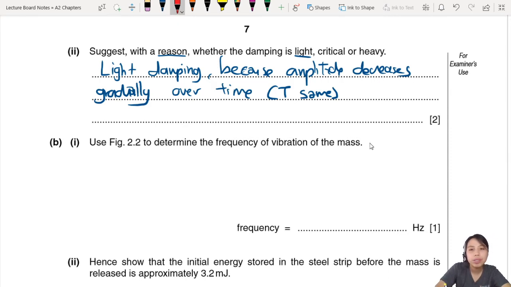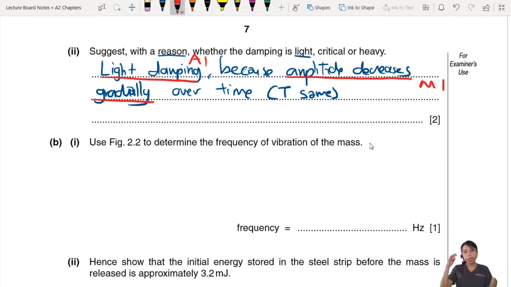because amplitude decreases gradually over time, this is the M1 mark for gradually. And A1 for light damping. So if you just say light damping, you won't get any mark because the A mark is linked to the M mark. You must get the M to get the A. Method mark.